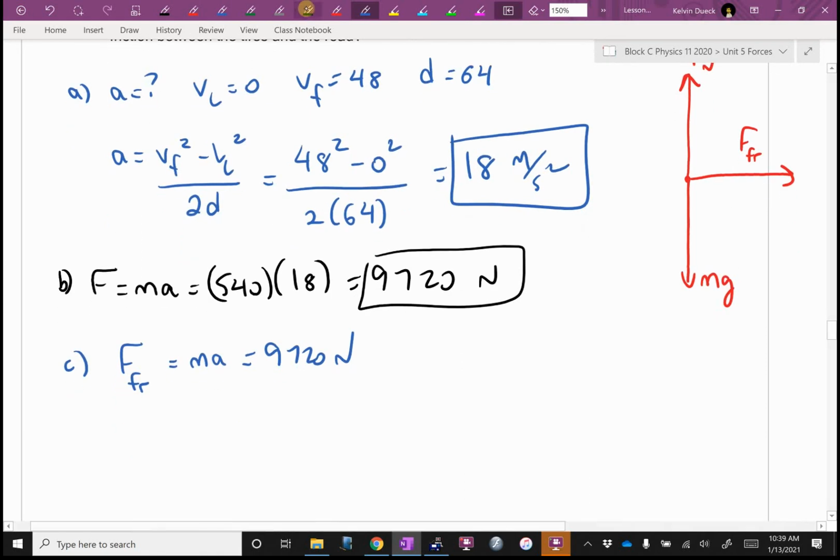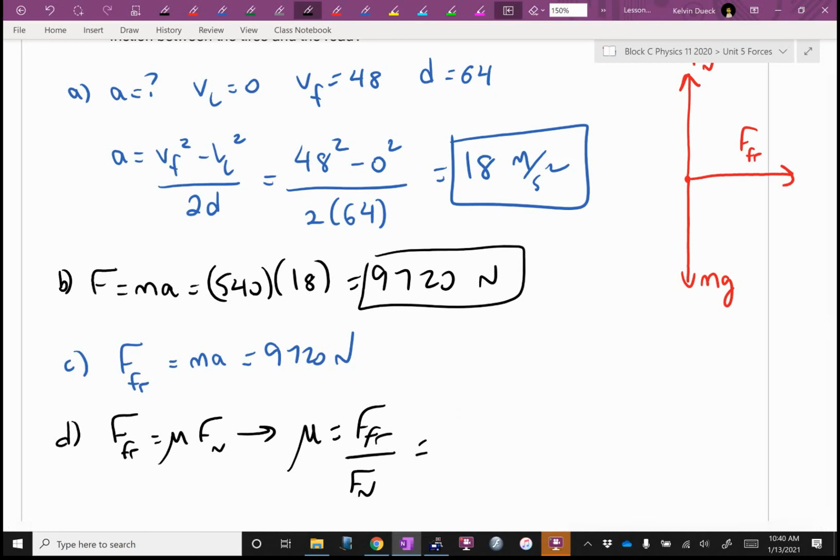Sarah, what did you say D was asking us to find? What did I find in part C? Friction. Oh, friction is mu Fn. How would I get the mu by itself? Mu equals friction divided by Fn. So, oh, I don't know the normal force. Oh, but look. I know the weight is the same size as the normal force. Folks, I'm feeling lazy. I don't want to rewrite this. I'm going to cross out the Fn and just put a little mg right there instead. If you do that in your homework, I'm fine with that.